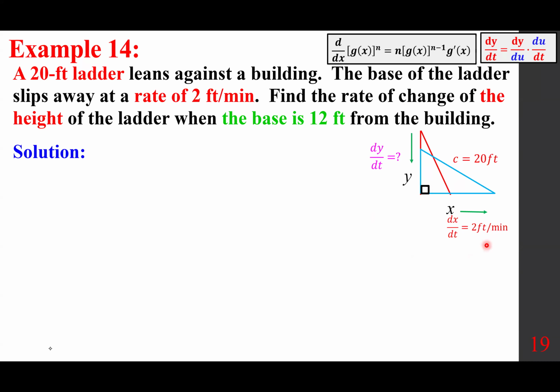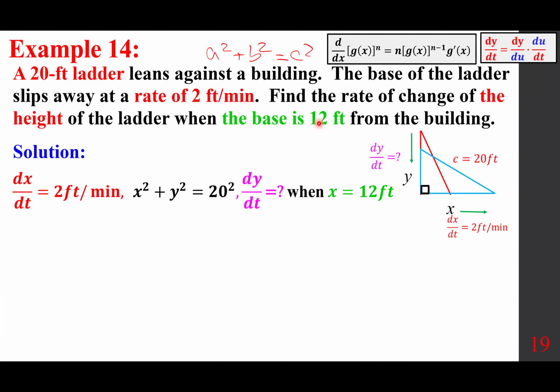And we know, according to the Pythagorean theorem, a squared plus b squared is c squared. So for us, x squared plus y squared is 20 squared. And we want to find dy/dt when x is 12 feet. So this is the precise translation here. And we have defined our variables with the help of a drawing. Now we're going to differentiate this with respect to t. We get 2x dx/dt. Over here, we get 2y dy/dt. 20 squared or 400 is a number, we get 0.